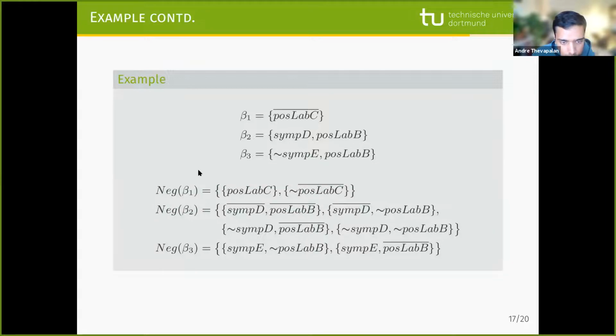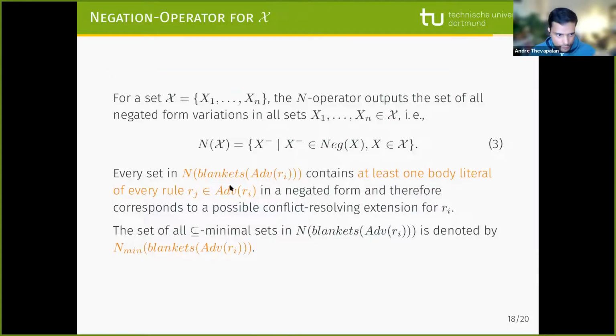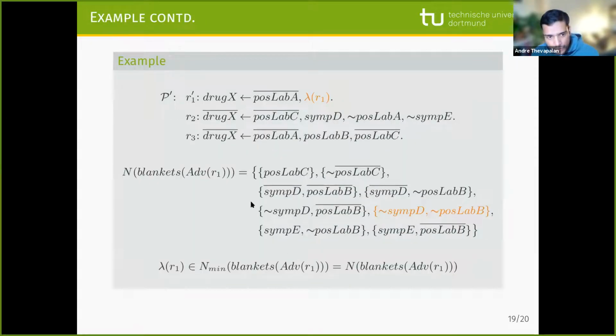What do we want next? So next we want to remove redundant literals, because sometimes we get supersets of negated blankets. So we apply the negation operator once more, and we have the operator n, which takes sets of blankets and outputs all the negated variations of all blankets. And then we can remove all the redundant literals and clean up everything. And what we get at the end, as we can see in our example, is the set of all possible lambda extensions for our rule R1.